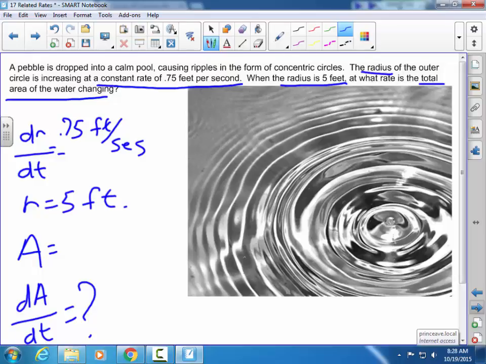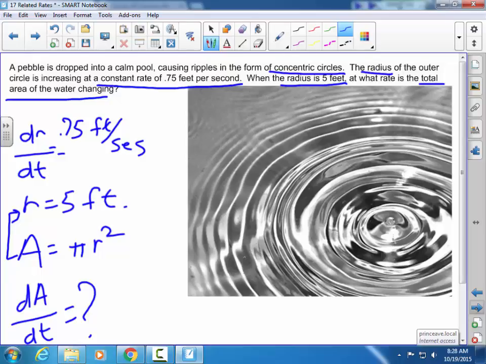So what's our relationship between A and R? How do you know it's pi r squared? That's what the area of the circle is. Yes, and how do we know it's a circle? Says concentric circles. Is concentric important? What does concentric mean? No, it's like circles within circles. Think about when a pebble goes into water, you're going to see little ripples out all the way. So they're all going to be perfect circles with the same center.